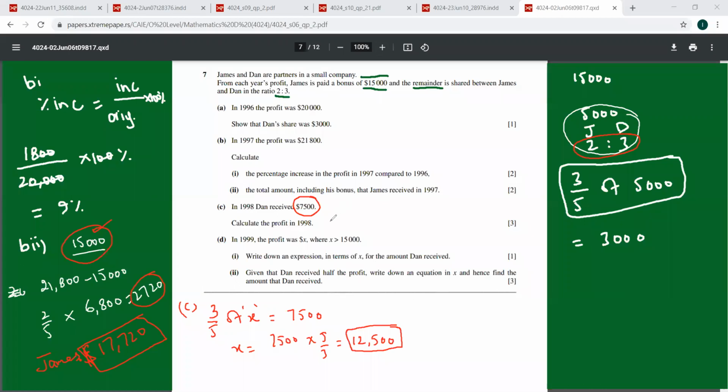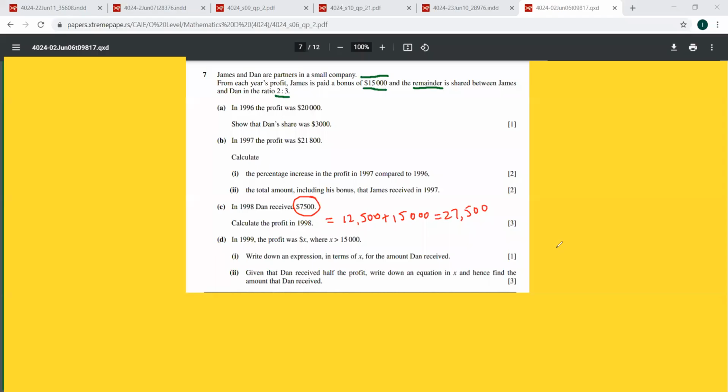So you get the answer to this, that the total profit over here was 12,500 plus that 15,000 that we have to give first of all to James, and then we divide that remainder. So that is going to be $27,500. Okay, in this D part, he's really going to assess how smart you are algebraically.